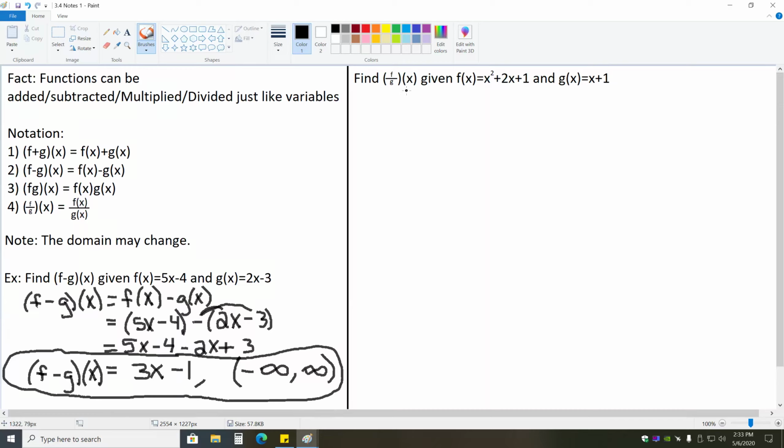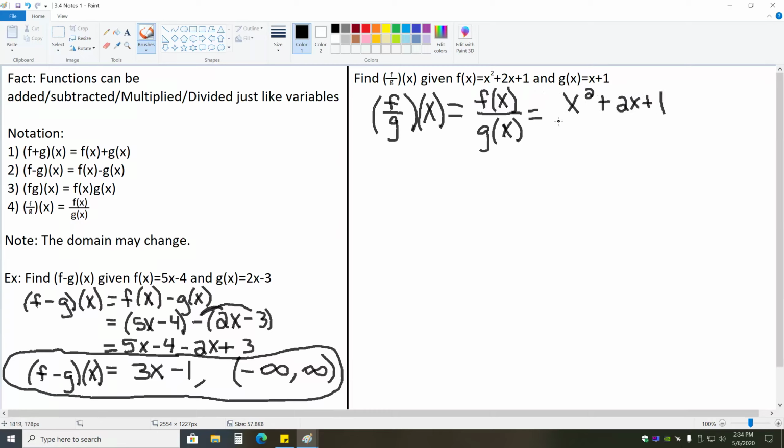Okay, so trying this together, f over g of x. We said f over g of x is equal to f of x divided by g of x. Which means we're going to take f of x, which is x squared plus 2x plus 1, and divide it by x plus 1.